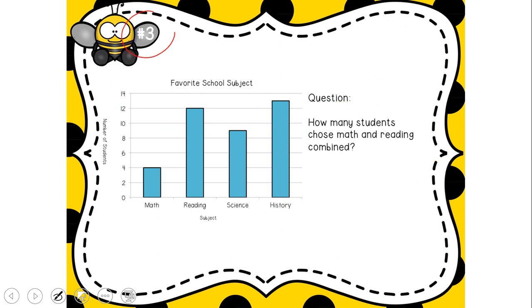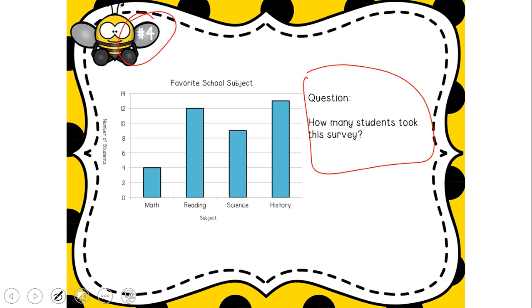All right, number 3. How many students chose math and reading combined? So what does that mean? We have to add them together. Okay, number 4. How many students took the survey? So for this question, you're gonna add all of those numbers together. Okay, so pause the video and answer number 4.